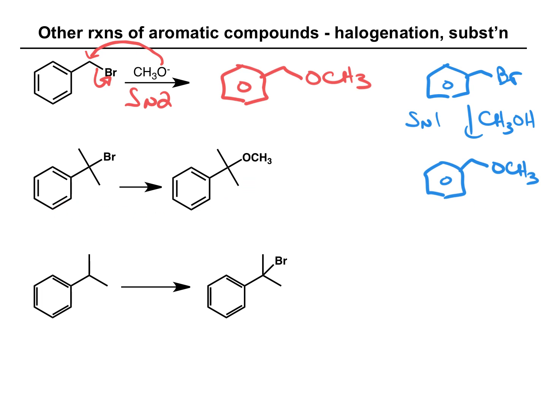Here is another example where we have a bromide and then we want the methyl ether. So again, this is a substitution. This one is benzylic and tertiary, so we definitely cannot use methoxide because it's way too crowded. This will give elimination rather than substitution. So instead, we can use methanol to carry out an SN1 substitution.